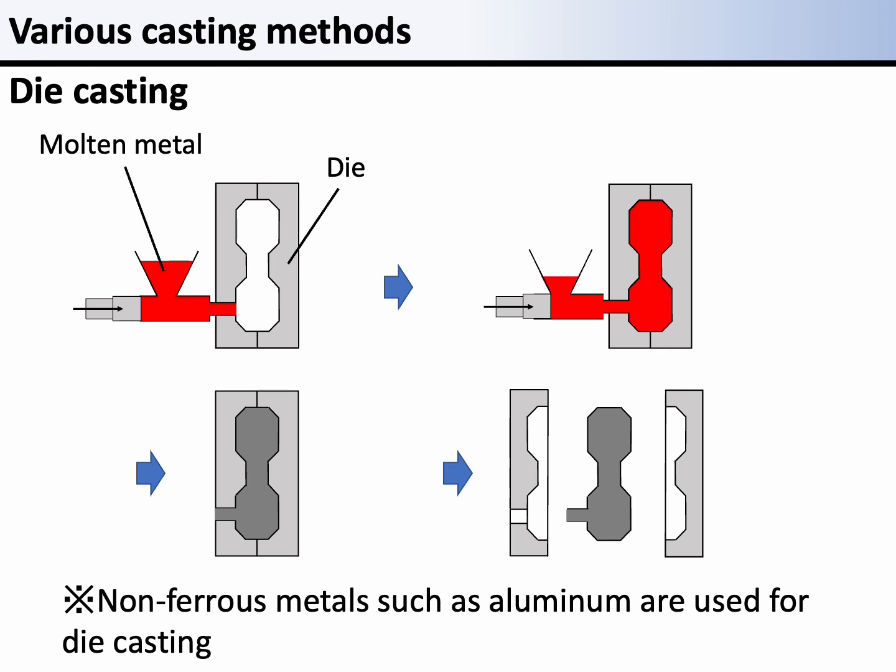Metal dies used in the die casting method can be used repeatedly. Non-ferrous metals such as aluminum are melted and poured into molds by applying pressure. Die casting is suitable for mass production of complex thin-walled shapes with higher dimensional accuracy. So, this process is widely used for automotive parts.